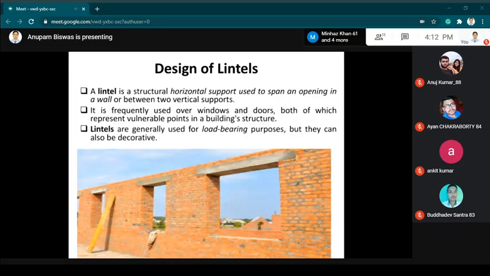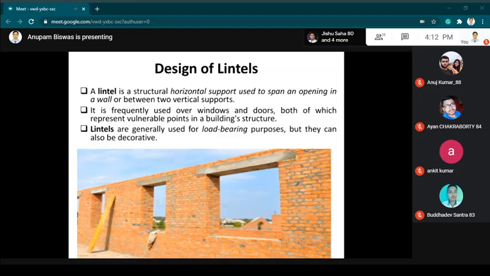That is the difference between a normal beam and a lintel. If someone asks what the difference is, a beam transfers the loads coming on the slab, and the beam transfers this load further to the column and finally to the foundation. The only difference is that here the lintel is taking the load of the masonry structure, the brickwork above the opening, and it is simply supported.